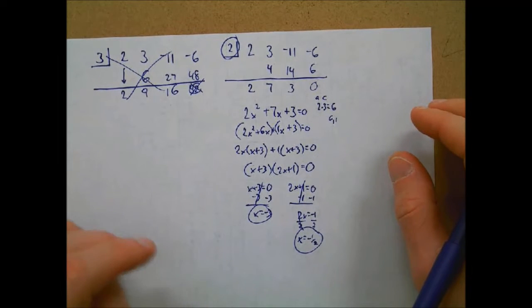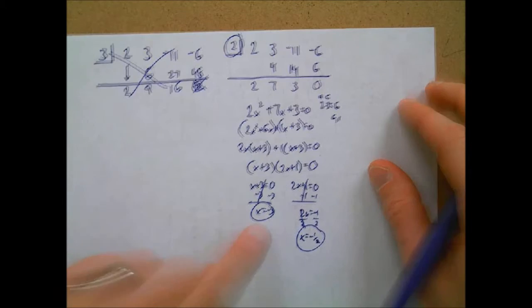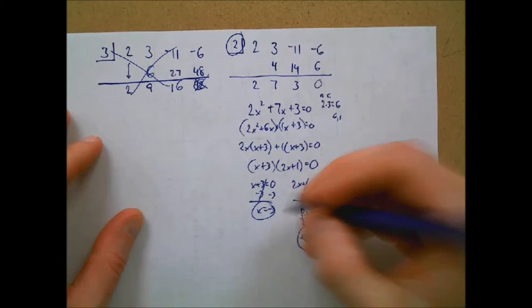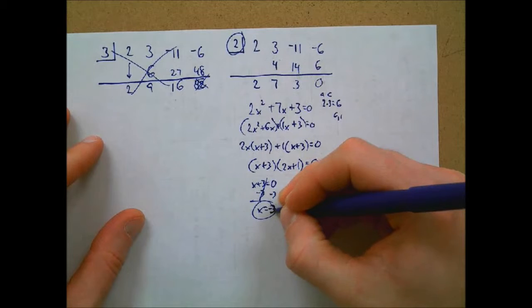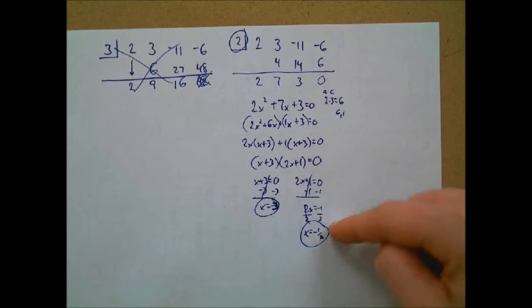So you're close to the 3. We just need to do negative 3. So negative 3 and negative 1/2 are also zeros. So our 3 zeros are 2, negative 3, and negative 1/2.